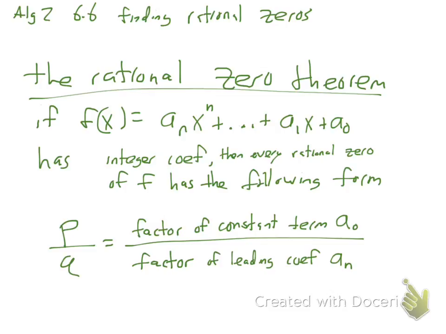So this is all about forming a list of possibilities. And that list of possibilities is P's and Q's. So sometimes I like to say, hey, mind your P's and Q's. In math, it means make your list. And that list, the P is the factors of the constant term, a sub 0, the last number, over the factors of your leading coefficient, a sub n.